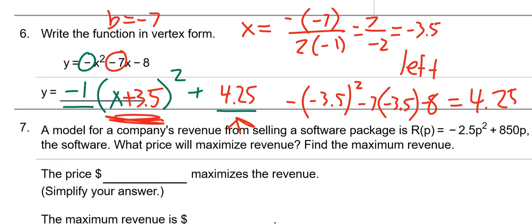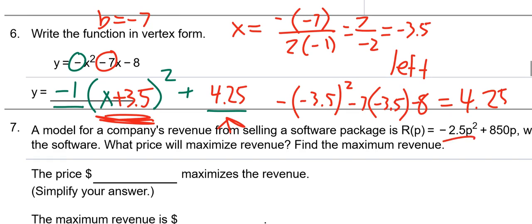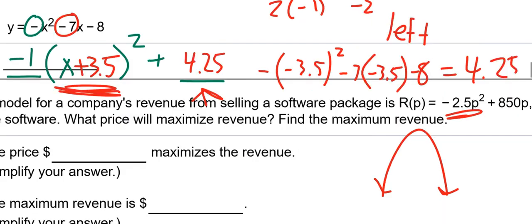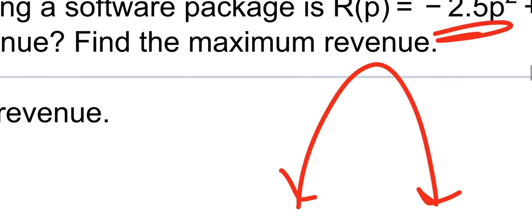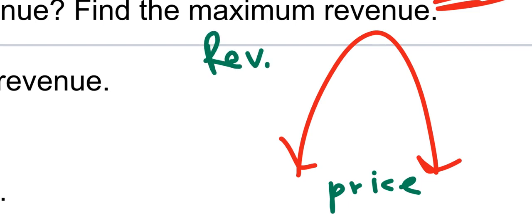answer me this question about number 7. Okay, do you think that this parabola on number 7 opens up or opens down? It opens down, okay? Now, I want you to listen to me and pay attention to the screen. We will finish this problem tomorrow, but I need you to listen to this part, okay? And I'll try to zoom in here so that it makes more sense. We've got two things going on here. We've got price and revenue. Okay, I'm going to try to speed this up. Price and revenue.